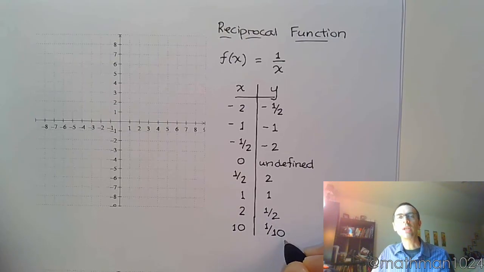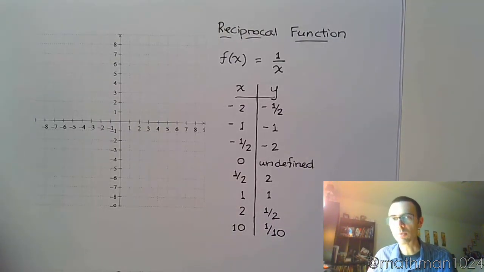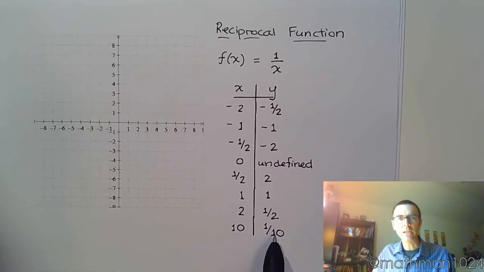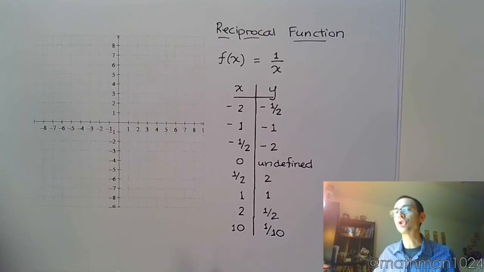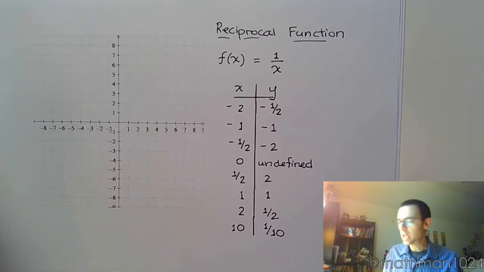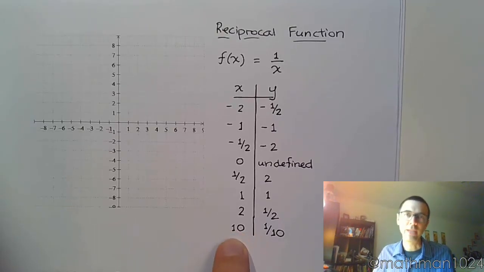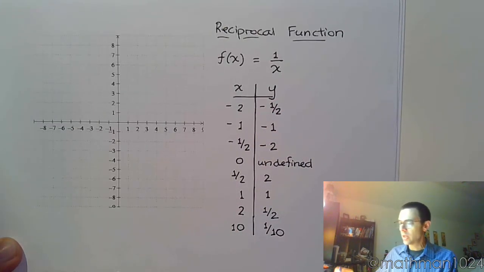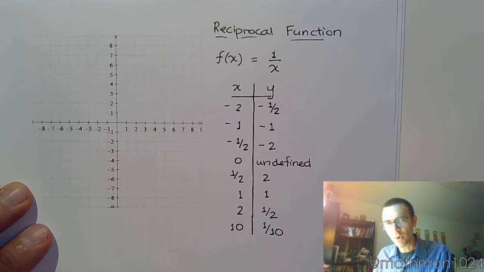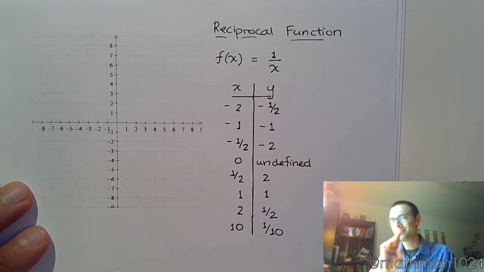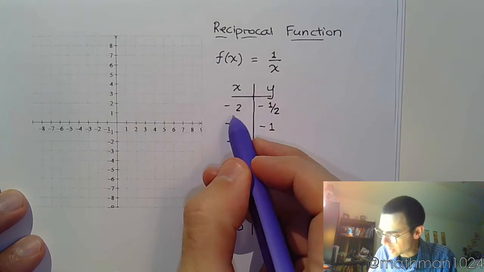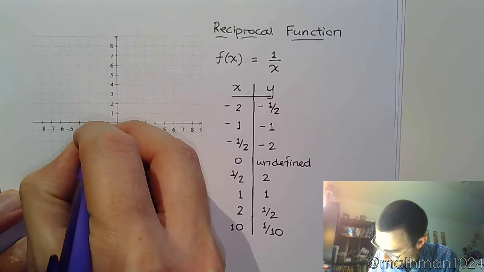So that denominator is getting bigger, which means my value is getting smaller. In fact, as I keep plugging in larger and larger numbers, this output is going to get smaller and smaller and smaller. It's going to try to get to 0, but it never will. So these are the key points that we have. We don't need to worry about 10 because it's not going to fit on here, but these other ones are the key points that we're going to plot. Let's plot the points, and then we're going to see some weird stuff happen. So -2 gives me -1/2, so it's about right here.